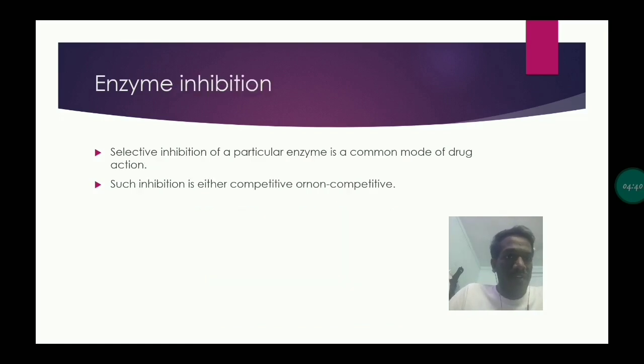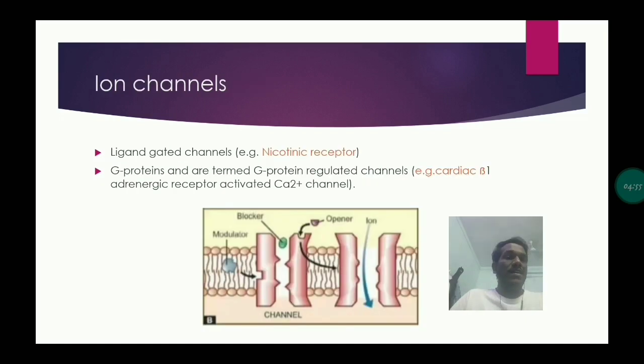Enzyme inhibitors are of two types: competitive or non-competitive. Competitive inhibitors occupy the receptor site, while non-competitive inhibitors do not compete with the substrate to occupy the receptors. So these are the differences between them. Let's go on to the next study, ion channels.